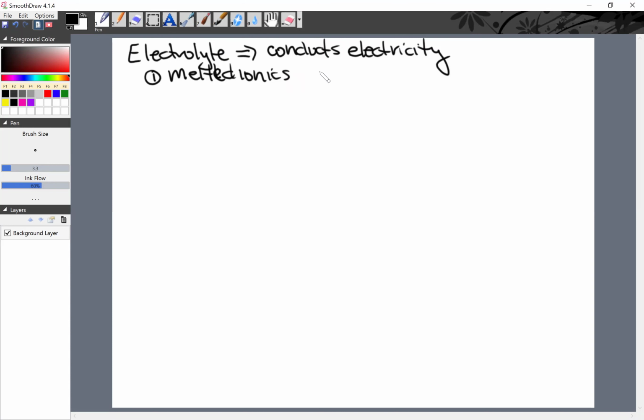Melted ionics. So for instance, sodium chloride salt, solid, if you melt it, it can be turned into sodium ion and the chloride ion. Notice I'm not putting AQ right there. I'm putting an L. It literally is melted. It's pure molten salt. Those are ions. It would conduct electricity. Also, if it's dissolved in water.